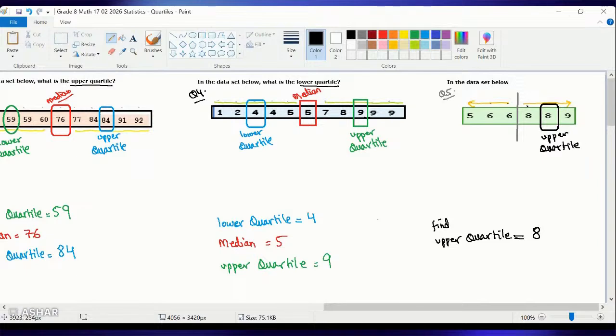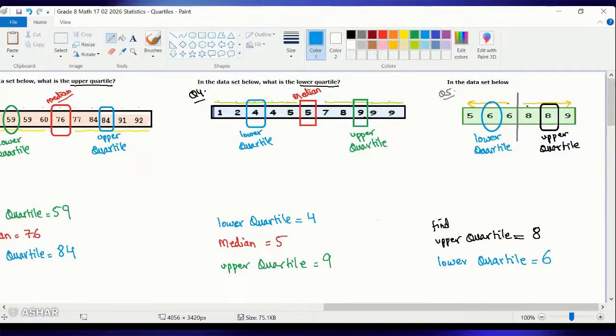Okay. What about the lower quartile? We had 3 values on the left side. The middlemost value is 6. So we can say that the lower quartile for this given question comes out to be 6. So we can say the lower quartile for this given data set is 6.